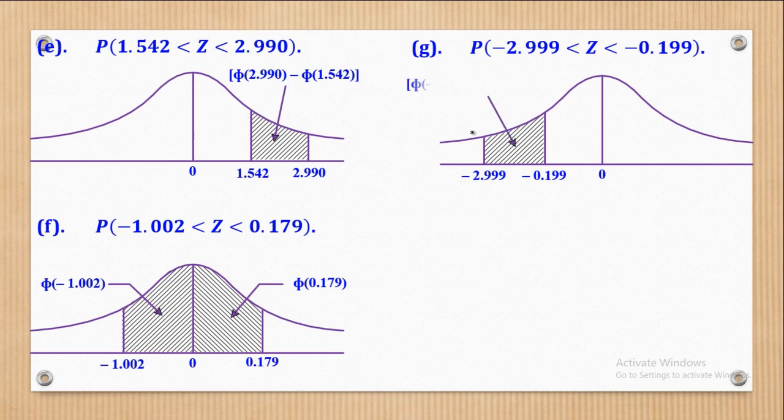and that one will be denoted by phi of negative 2.999 minus phi of negative 0.199. Remember we said phi denotes probability from 0 up to this value, so phi of negative 2.999 denotes probability from here up to here, and phi of negative 0.199 denotes probability from here up to here, meaning that the balance will be got by subtracting the two.